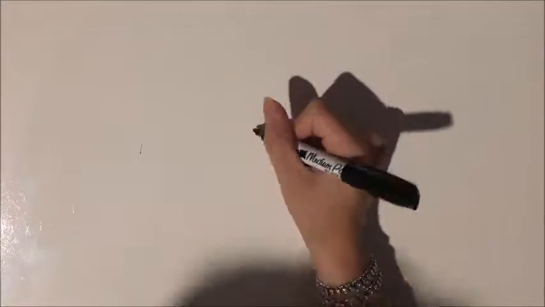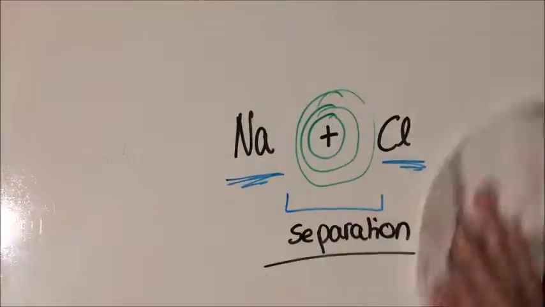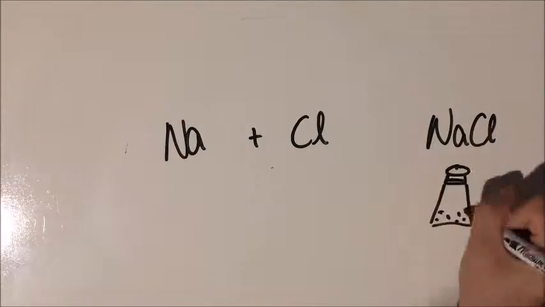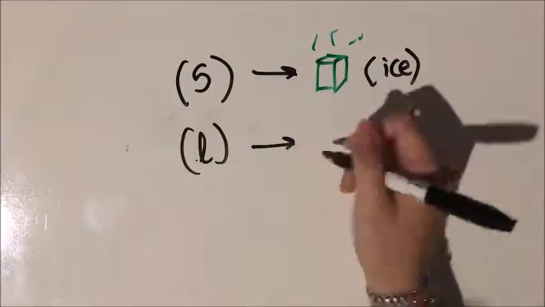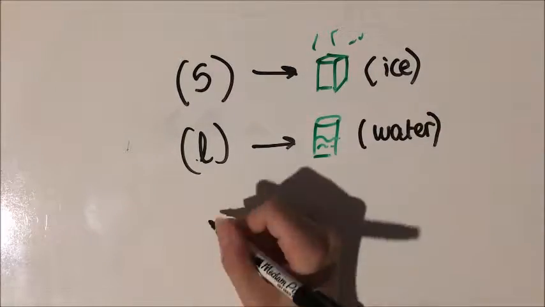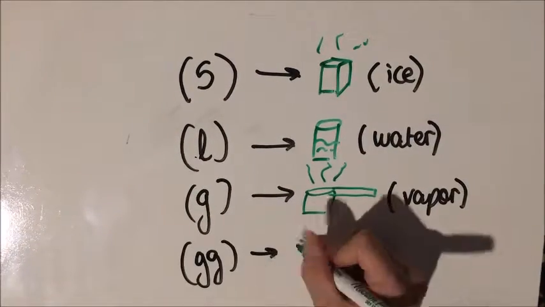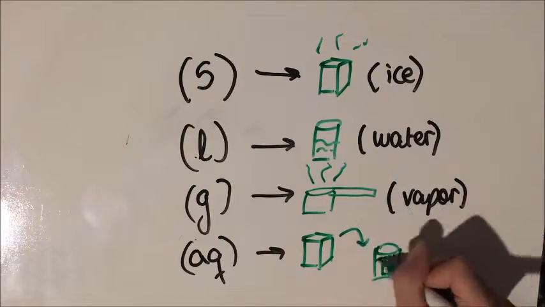Symbols. We use the symbol plus to separate reactants and products. We also use the arrow, which means yields or produces. Also, we use two arrows sometimes, which means that the reaction is reversible. We use letters as symbols: S for solid, L for liquid, G for gas, and AQ, which means dissolved in water.